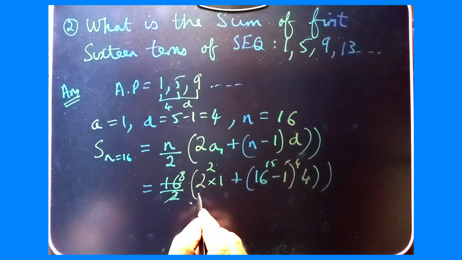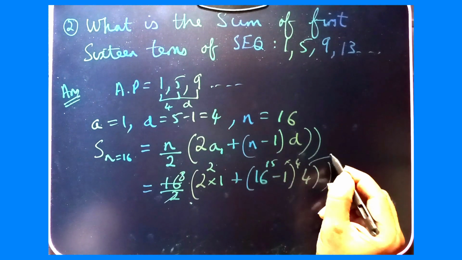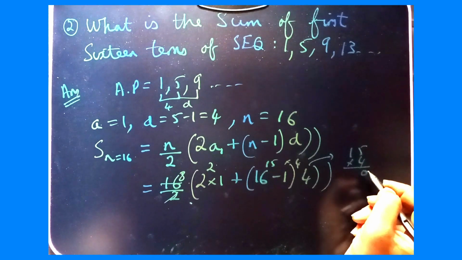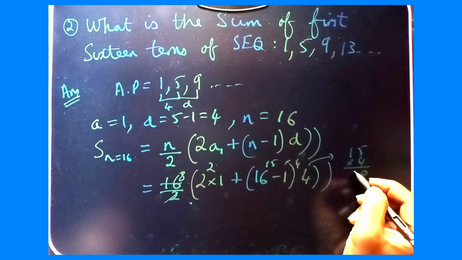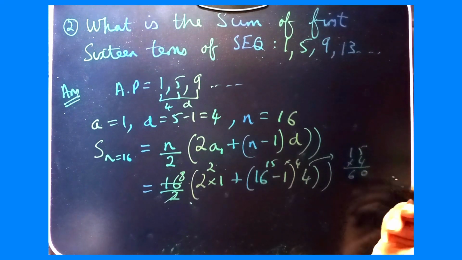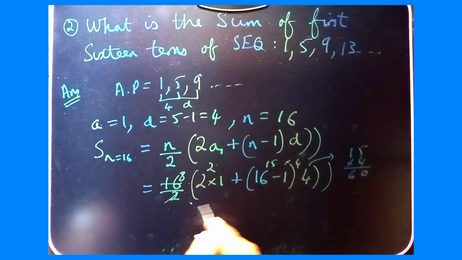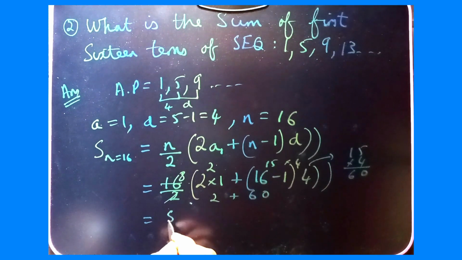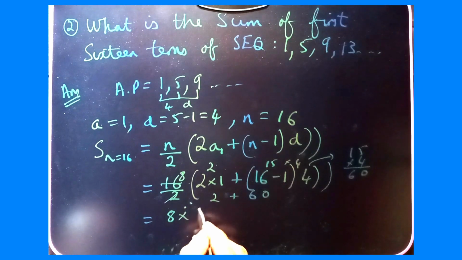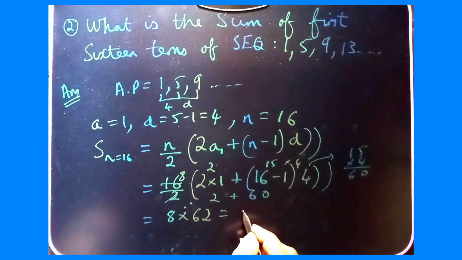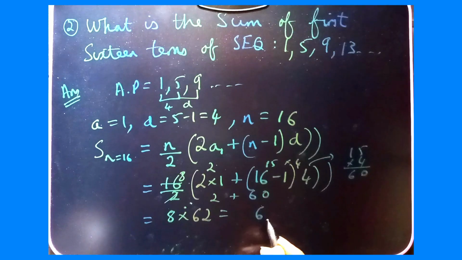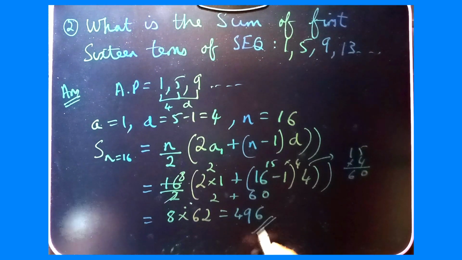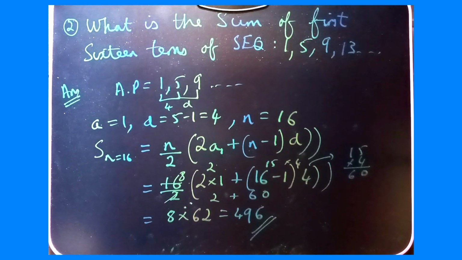So this will turn out to be 15 into 4 is 60, 60 plus 2, so it will become 8 times 62. 8 times 62 will become 496. So this is going to be your answer.